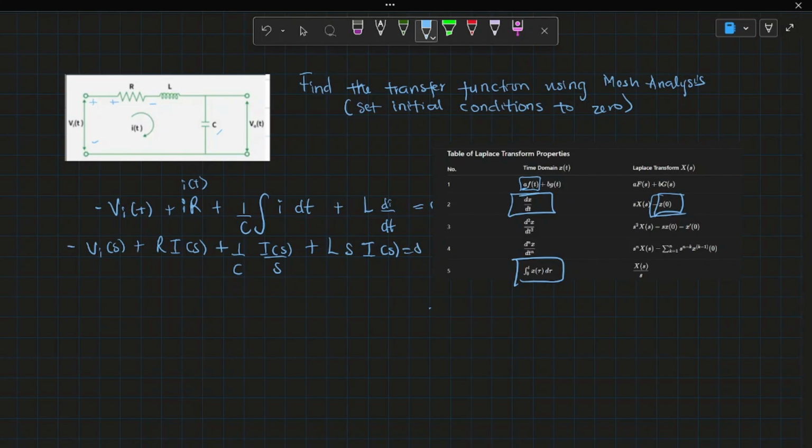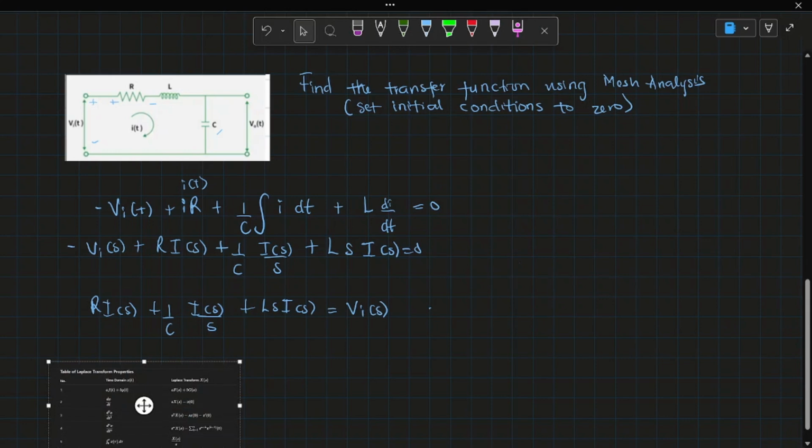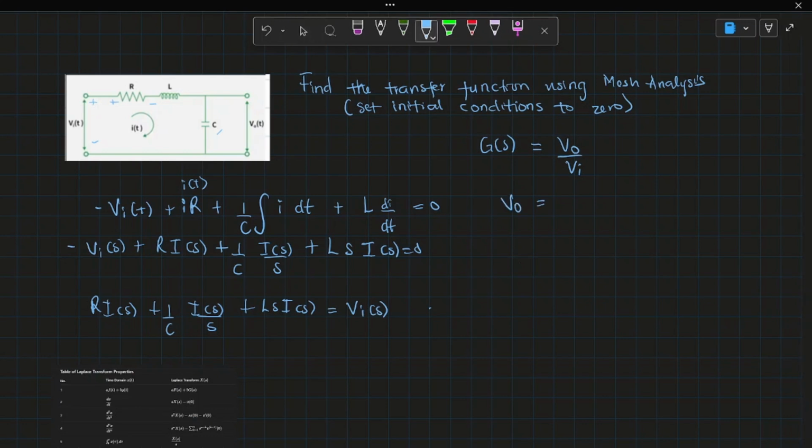So you can just take it to the other side. Now the formula for the transfer function, let's name it as G of s equals V out over V in. So now we found our V in. But V out is simply the voltage across the capacitor. In this case, the voltage across the capacitor, as we've already found, is this. So 1 over C I(s) over s. So we can simply write out the formula now to be G of s equals 1 over C I(s) over s all over all of this.